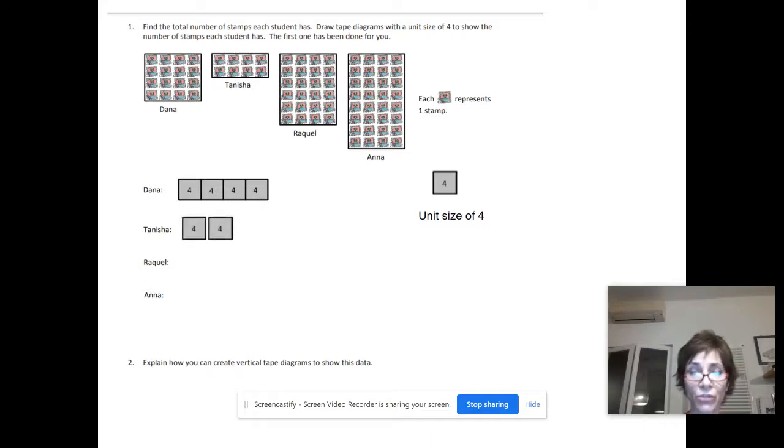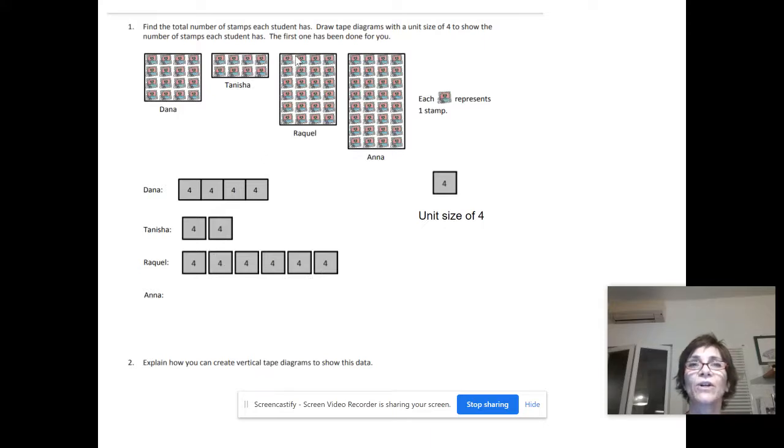If you said 2, you counted 4 and 8. 4 plus 4, or 2 times 4 is 8, and those are Tanisha's stamps. What about Raquel? If you guessed 6 units of 4, you are correct.